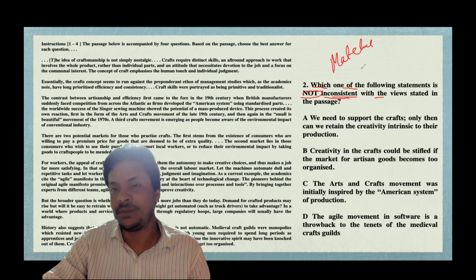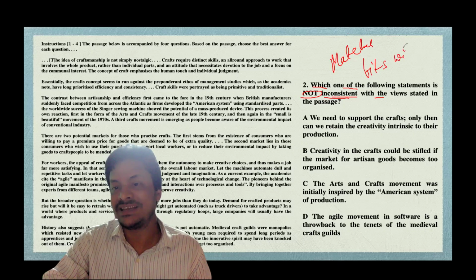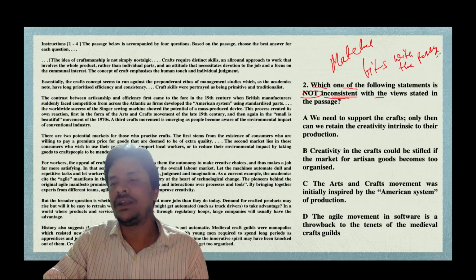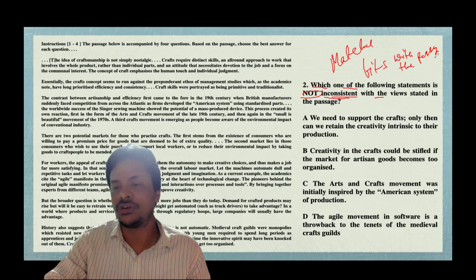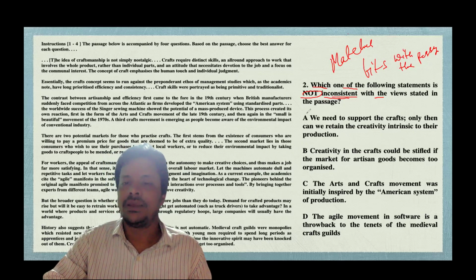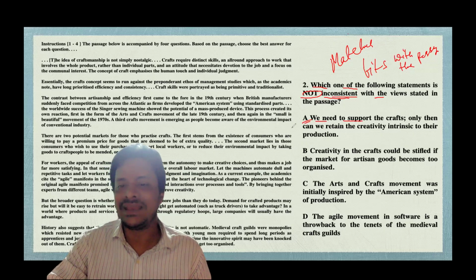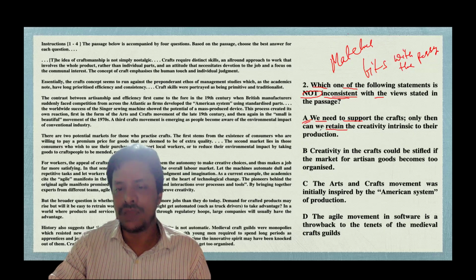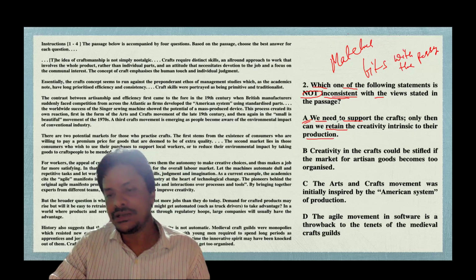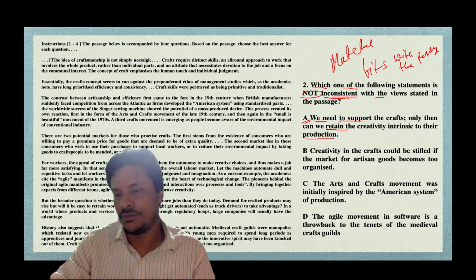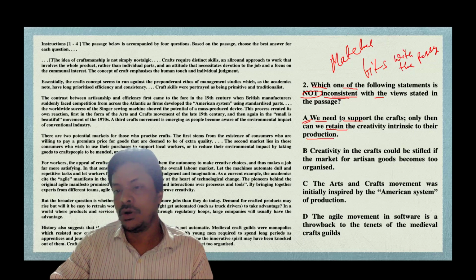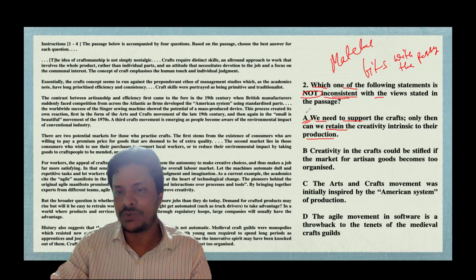So we are looking for the statement that fits with the passage because it is stated not inconsistent. Hope you understand that. So in that case, we need to find out which of the statements given in the choices fits with the passage. Okay, let's look at the choices one by one and evaluate them properly. So the first choice states, we need to support the crafts, only then can we retain the creativity intrinsic to their production. What is it trying to say? It is trying to say that crafts must be supported, only then can we keep the creativity intrinsic to their production. Otherwise, we will lose their natural creativity. That is what A is trying to say.